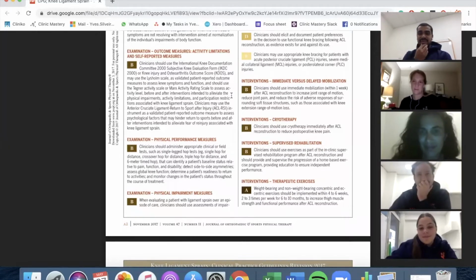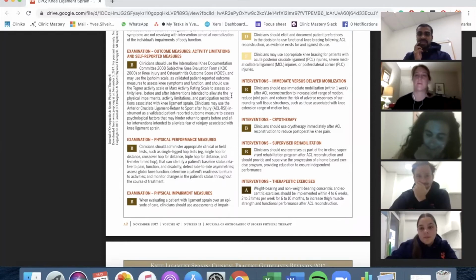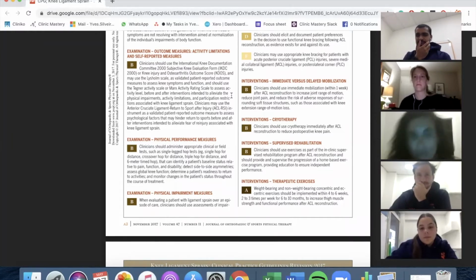Clinicians should immediately mobilize within a week after ACL reconstruction to increase joint range, reduce pain, and reduce risk of adverse responses of surrounding soft tissue structures, such as those associated with extension range of motion loss. Agree? Disagree? Yeah, I think that's a straightforward one.